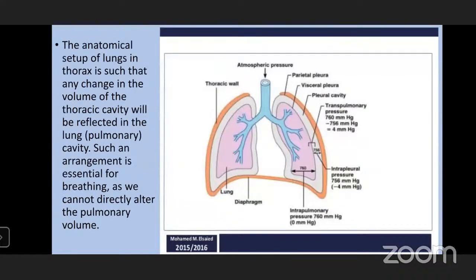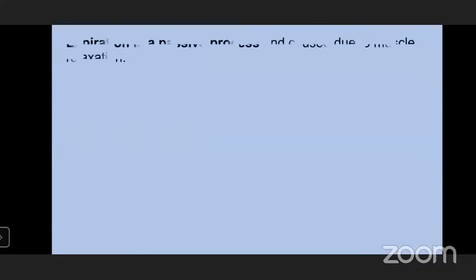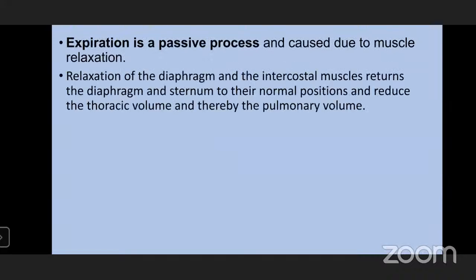Now, the anatomical setup of lung in thorax is such that any change in the volume of thoracic cavity will be reflected in the pulmonary cavity. So such an arrangement is essential for breathing, as we cannot directly alter the pulmonary volume. So that is about the inhalation.